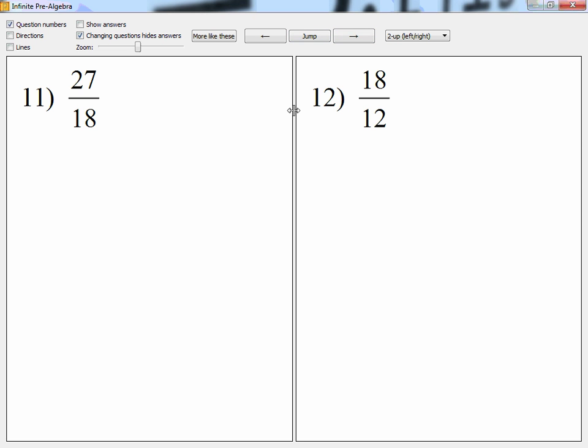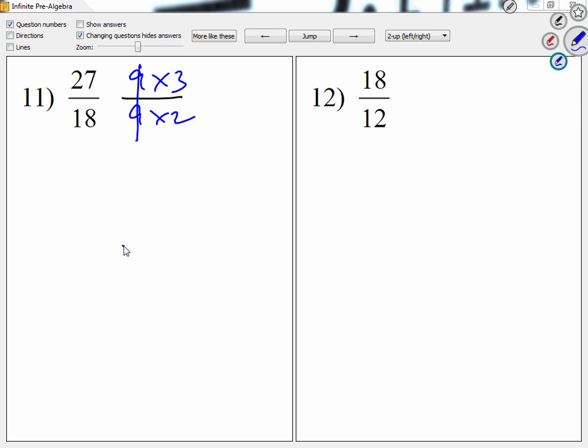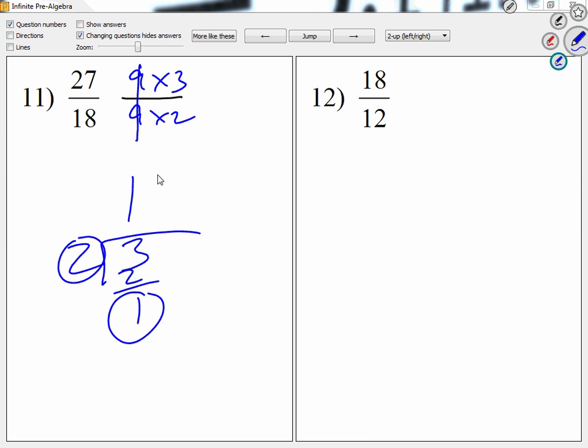Let me take a look at number 11. The bigger number is on top now. Give me two numbers that multiply to equal 27. 9 times 3. What about 18? 9 times 2, my bad. Okay, cancel out the 9's. We have 3 over 2. We have a bigger number on top, so I'm going to divide. 3 divided by 2. How many times does 2 go into 3? 1. 1 times 2 is 2. The remainder is 1. Using the remainder and the initial 2, I'm going to make a fraction, 1/2. So it's 1 and 1/2.